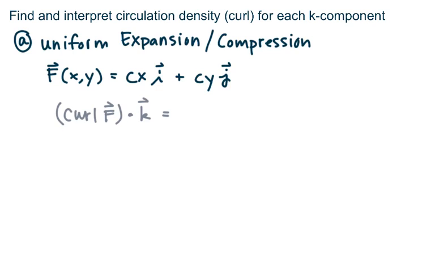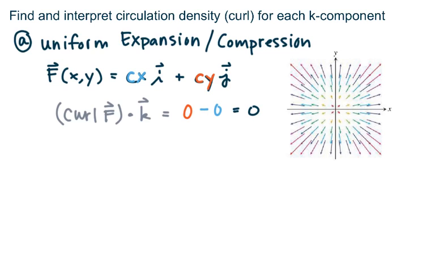dotted with K, that's going to be the partial of N with respect to X, or the partial of this cy with respect to X, which there is no X, so we have 0, minus the partial of M with respect to Y. Again, no Y, so we get 0. And the circulation density is none. That's because this is uniformly expanding or contracting, compressing.